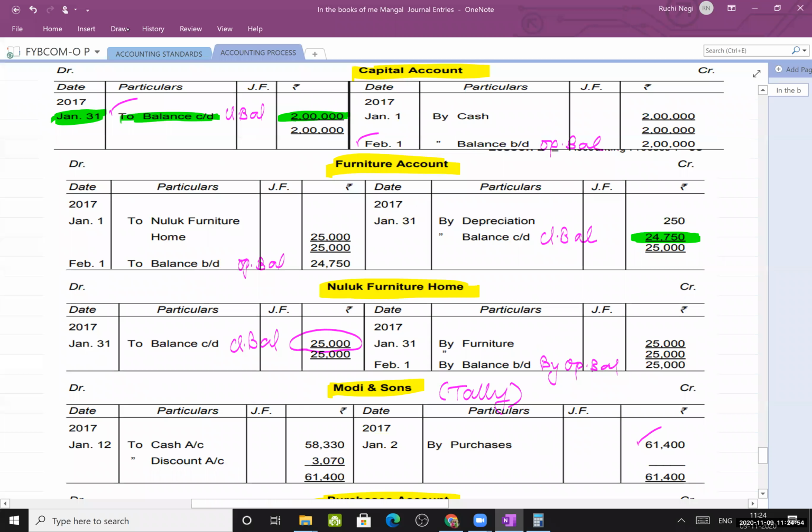Next, Nukul Furnitures. So its second effect will be here, 25,000. When you post the journal into the ledger, you give two effects. The first effect is in the furniture account. The second effect is obviously in the creditor's account, Nukul Furniture Home. Close this ledger. You will get a balance of 25,000.